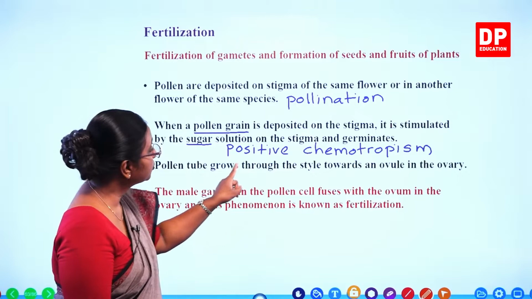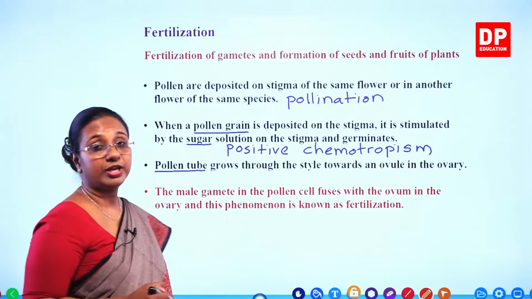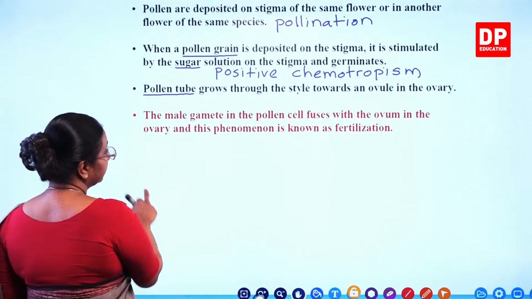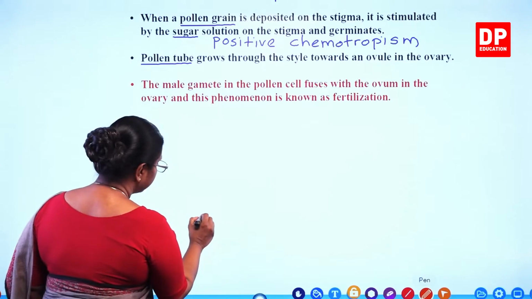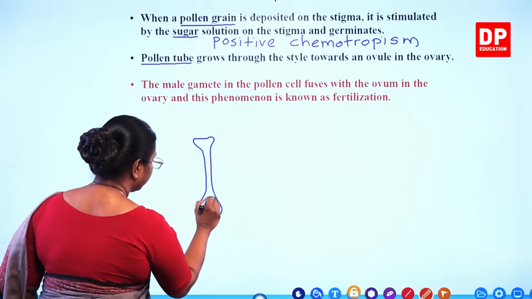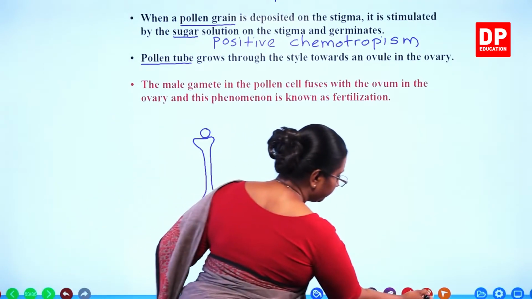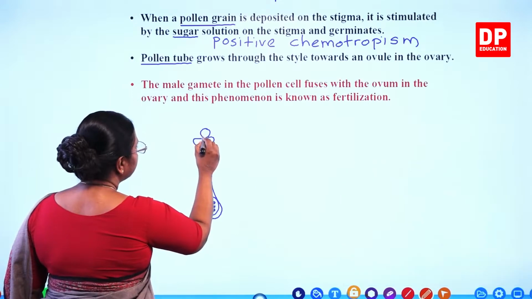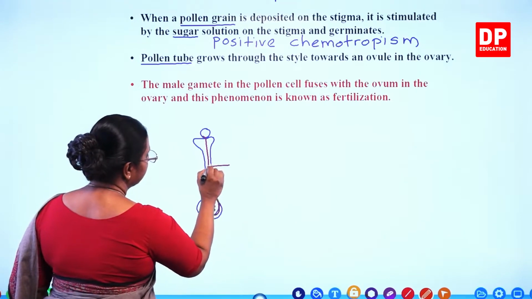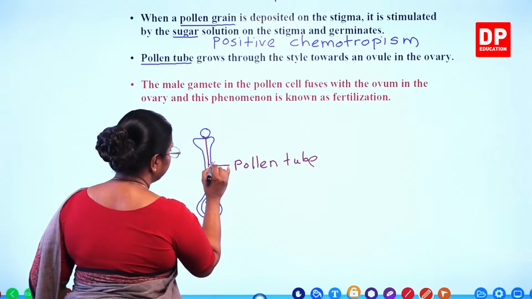Then the pollen tube grows through the style towards the ovule in the ovary. If you take the female reproductive structure, you all can remember, students, it is going to be something like this. You have the ovary and the ovules here. The pollen deposits there. Then the pollen tube can grow through this into the ovary. This will be the pollen tube, that is this pink colored structure.